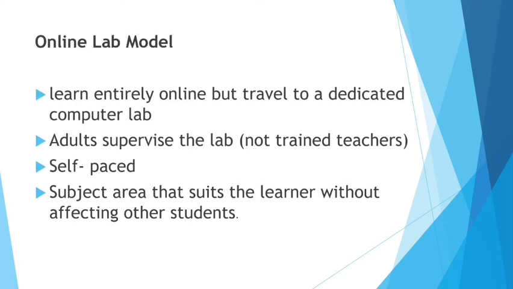Another model is the online lab, and this is a viable option for students to complete their courses, even those courses that are not offered at a specific school site. Students learn entirely online, but travel to a dedicated computer lab to complete the coursework. Adults supervise the lab, but they are not trained teachers. This is not only to offer courses for which there are no teachers or not enough teachers, but it also allows students to work at a pace and in a subject area that suits them without affecting the learning environment of other students.